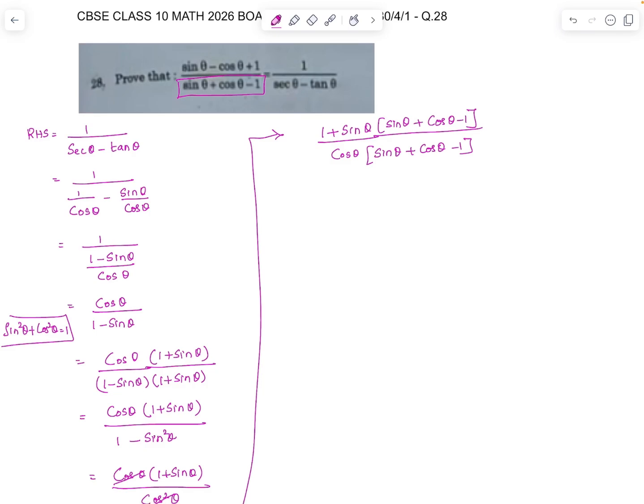So we should not disturb the denominator. We have to keep the denominator as such and proceed. Only the numerator is going to expand. 1 into the second bracket gives us sin theta plus cos theta minus 1, and sin theta with the second bracket gives us sin square theta plus sin theta cos theta minus sin theta, by cos theta times (sin theta plus cos theta minus 1).